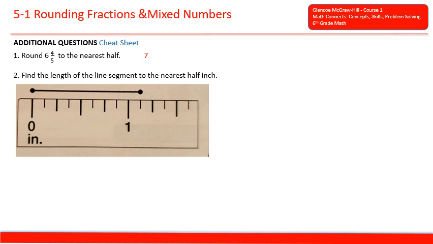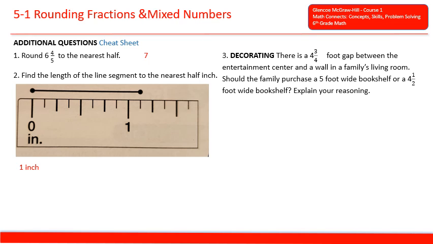Find the length of the line segment to the nearest ½ inch. So if we look, we see 0 to 1, and it's divided, the smaller lines are as small as 8ths. So if we go one more line past 1, it's going to be 1 1/8. So 1/8 is pretty close to 0 because 1 is very far away from 8. 1 is also very far away from 4, which is half of 8. So we're going to round down to 1 inch.